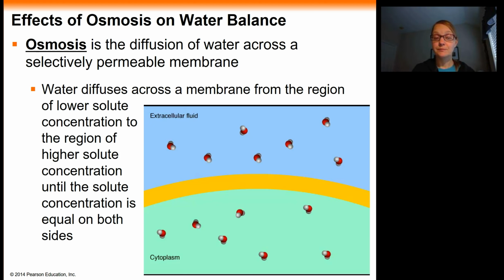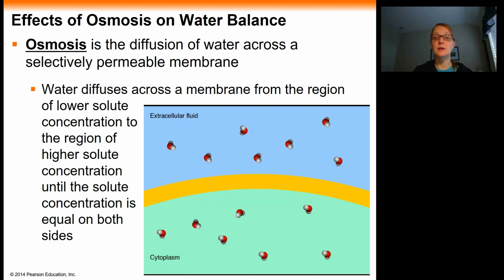So first of all, this particular slide will introduce osmosis. It's the diffusion of water across a selectively permeable membrane. And the way that water moves, it's going to move from an area of low solute concentration to an area of high solute concentration. Kind of the opposite of what we just talked about in the section on diffusion.